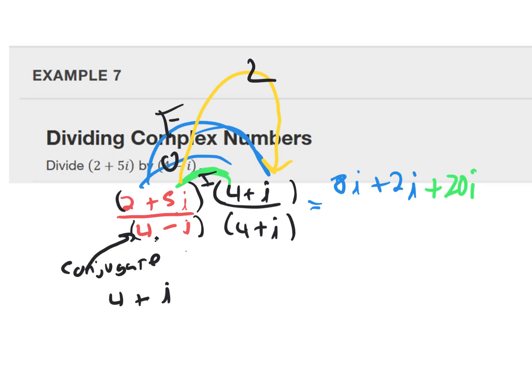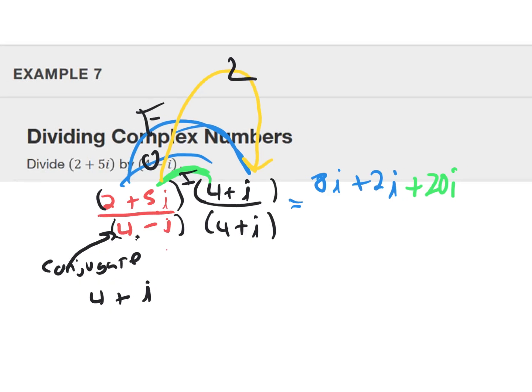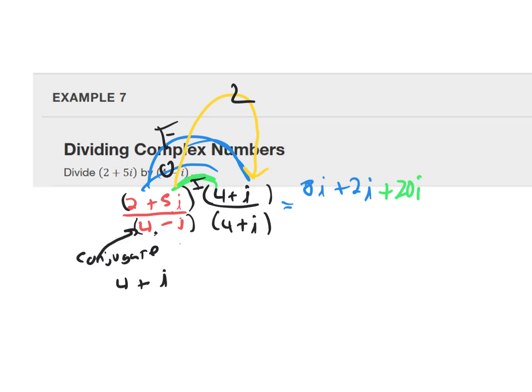So the last gives me 5i times i, wait for it, plus 5i squared. Now, do you realize 5i squared is just a negative 5? I hope you start seeing that. That when you have a 5i squared, that i squared becomes a negative 1 times a 5, so it just turns into a negative 5. I hope you see that.